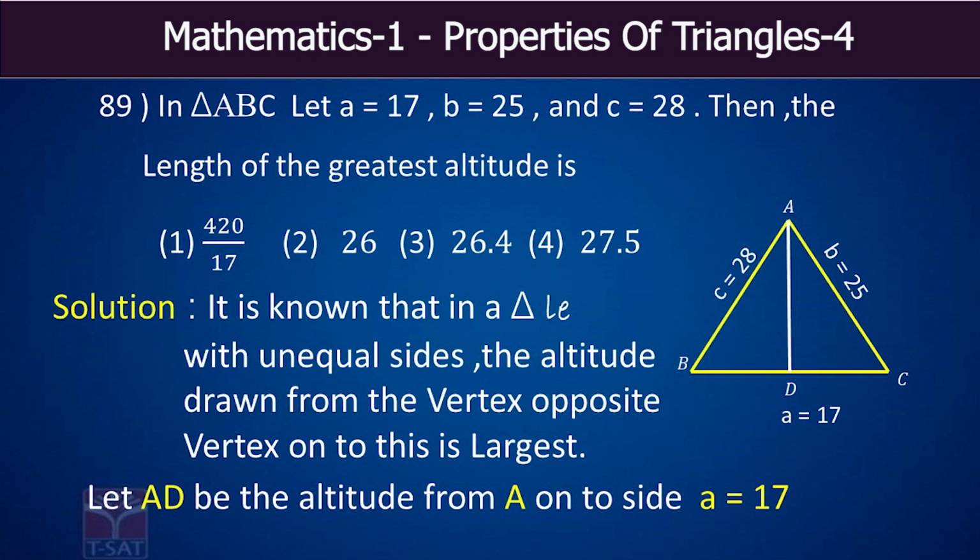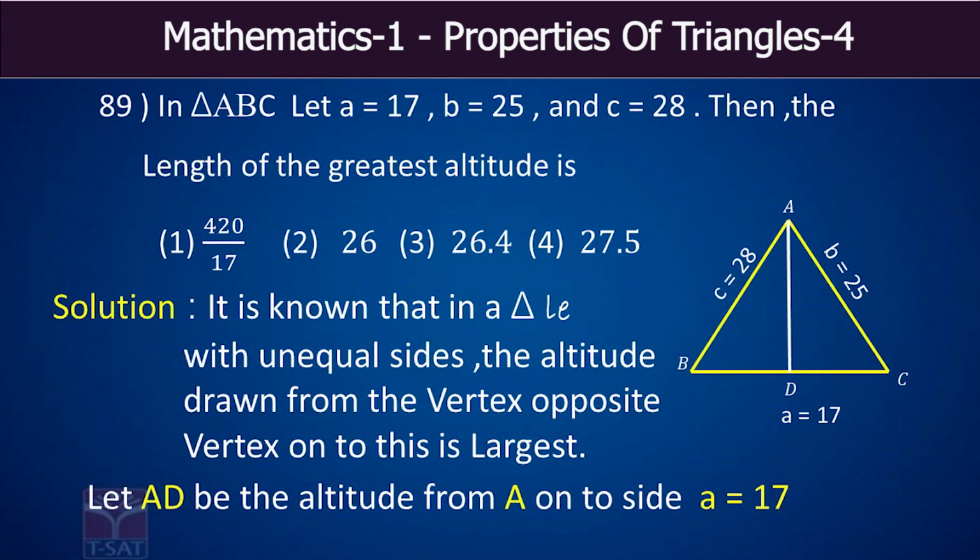In triangle ABC, let a is equal to 17, b is equal to 25 and c is equal to 28. Then the length of the greatest altitude is 420 by 17, 26.4, 27.5. It is known that in a triangle with unequal sides, the altitude drawn from the vertex opposite the smallest side is the largest one.